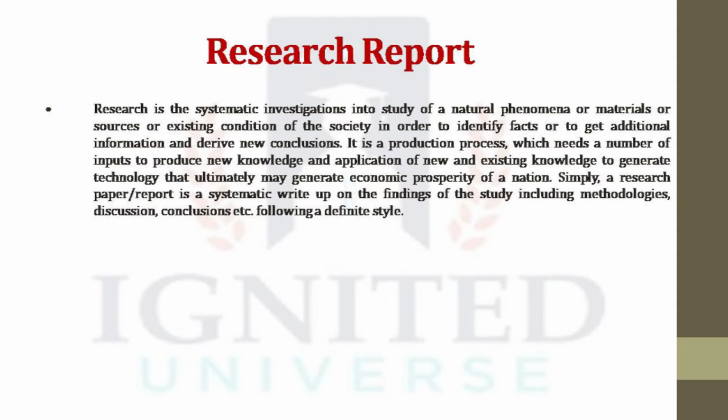Simply, a research paper or report is a systematic write-up on findings of the study, including methodologies, discussion, conclusion, etc., following a definite style. That is, a research paper basically has a preliminary section that includes the title, abstract, and if you're writing a report, then that will have a TOC, that is, a table of contents. The preliminary section also includes acknowledgements, etc.